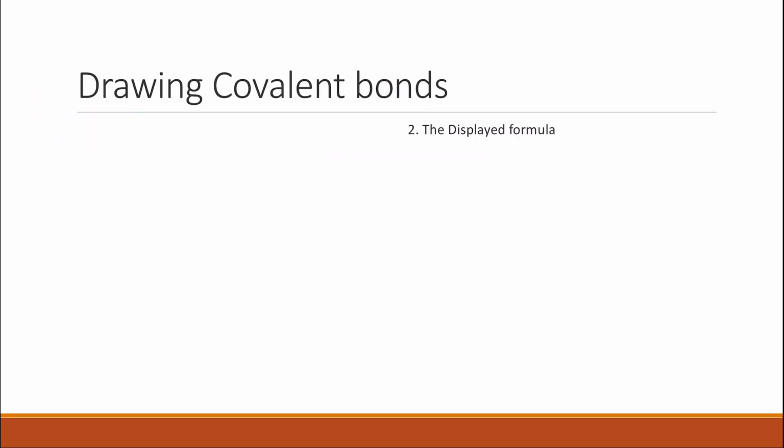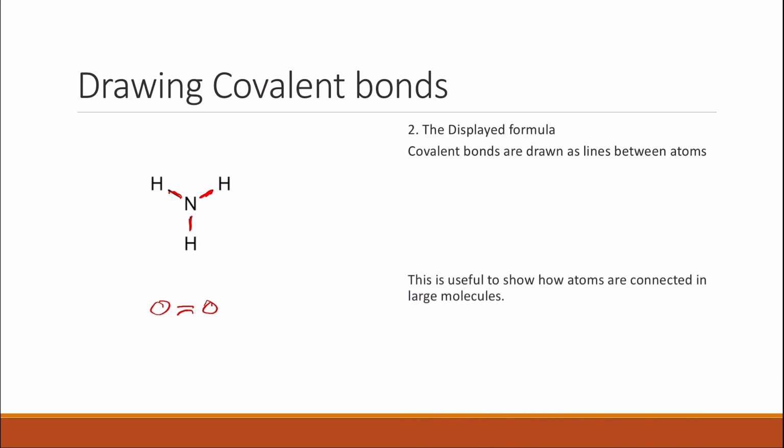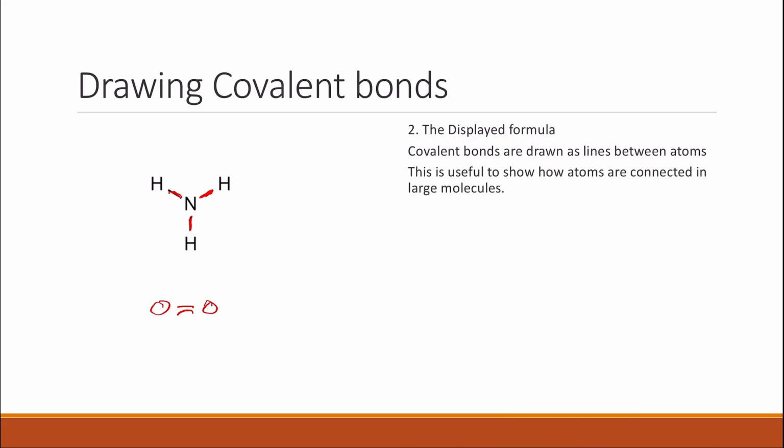We can also draw the covalent bonding using the displayed formula. In the displayed formula, covalent bonds are drawn as lines between atoms. Like here in ammonia, we drew the bond between the nitrogen and hydrogen as a line. If there are two bonds together, you can draw two lines, for example, between two oxygens. So two lines represent the double bond, or the two covalent bonds, between the two oxygens. It's very useful to show how atoms are connected in large molecules, so it's more useful in larger molecules than smaller ones.